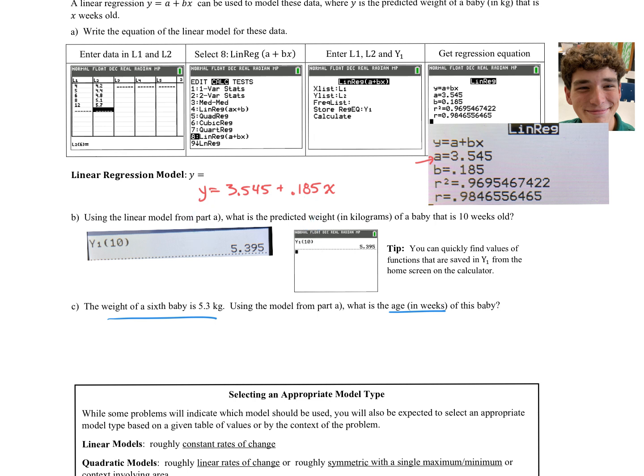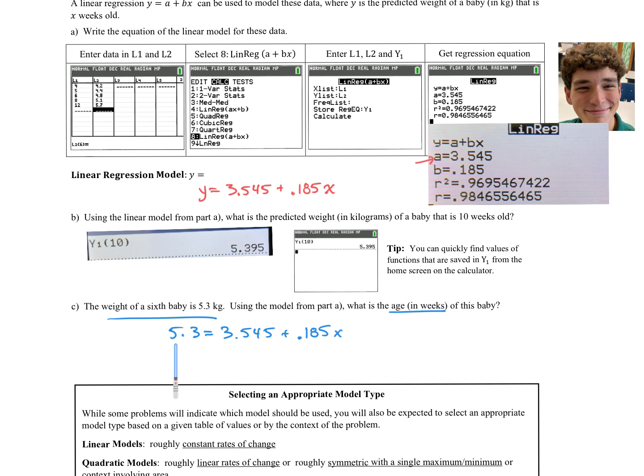The y. And so we're really trying to set 5.3 equal to 3.545 plus 0.185x. And then I'm going to try to solve for x. All right? And so an easy way to do it algebraically is to do what? Subtract this over and then divide by 0.185, right? And that could easily solve for it.